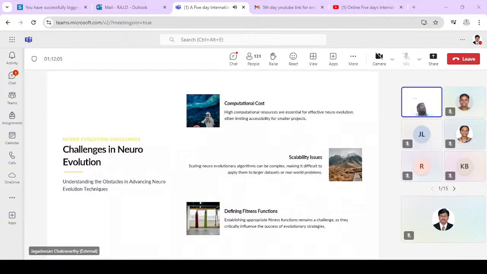So challenges in neuroevolution. Whatever the advantages, is it very easy or difficult? There will be a lot of challenges in neuroevolution. Those who are doing research in this, just note down all this. Computational cost plays a very important role. High computational resources are essential for effective neuroevolution, often limiting accessibility for small problems. If your work is very small and the project seems very small, the investment for this type of research will be very high. But if you go for it, surely the result will be very good.